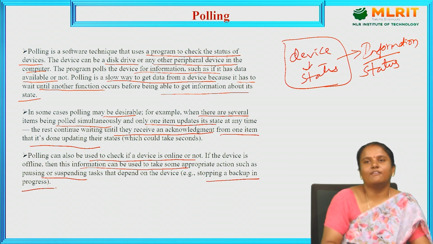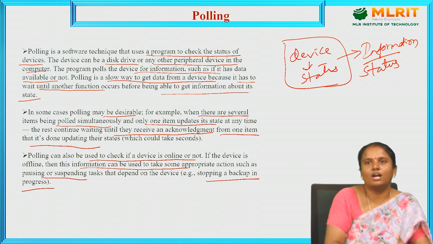So whenever you need the information about the device, whether it is present or not: when it is online, we can say it is present. When it is offline, it takes more appropriate action by pausing or suspending the tasks that depend on the device you are choosing, such as stopping a backup in progress. So it stops some backup progress at the back end. So that is how polling is done in input output hardware.